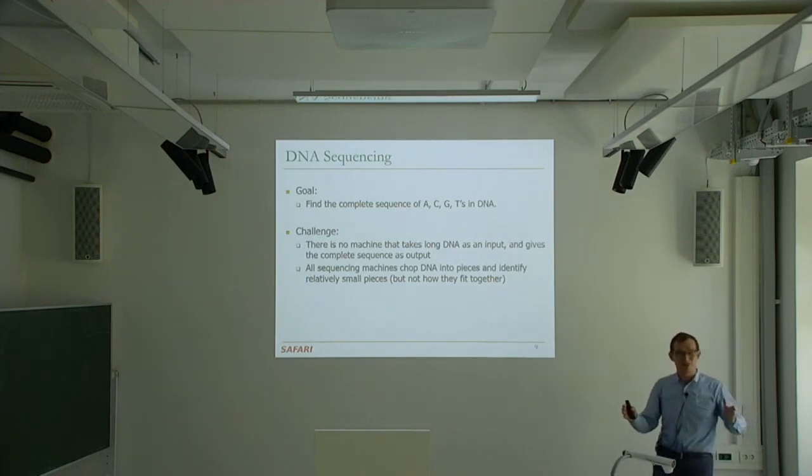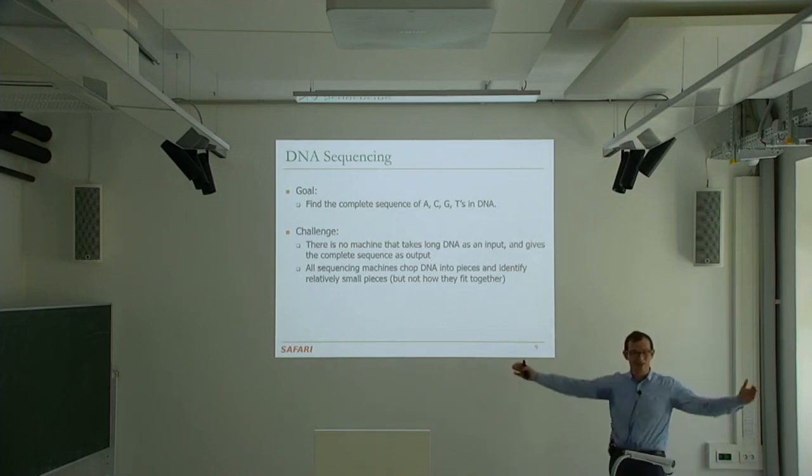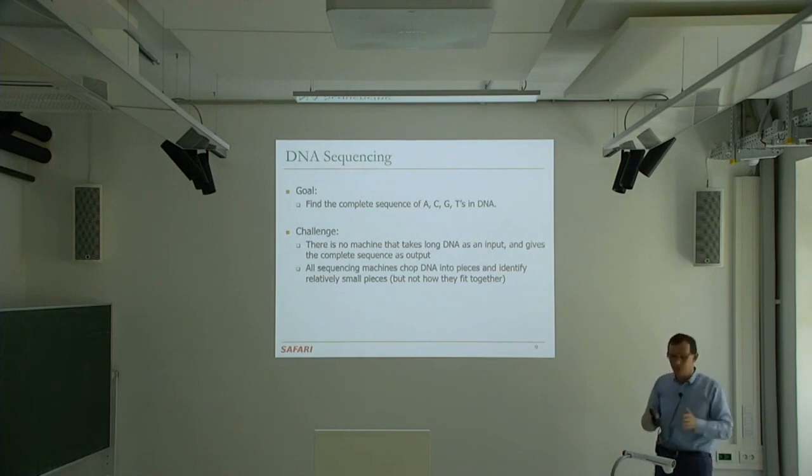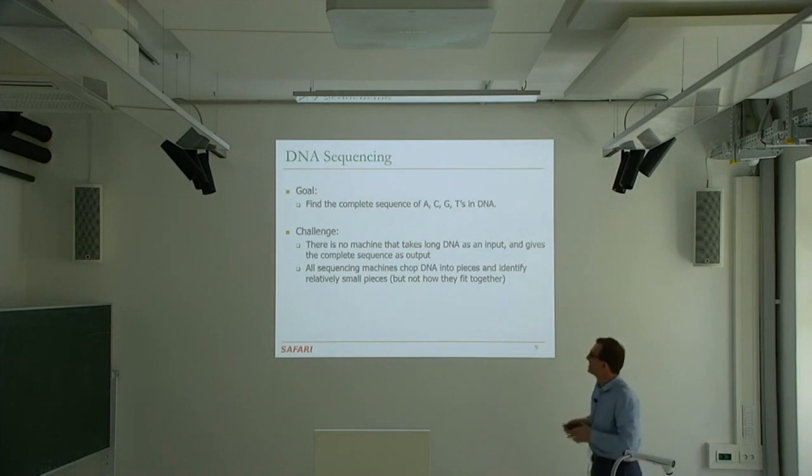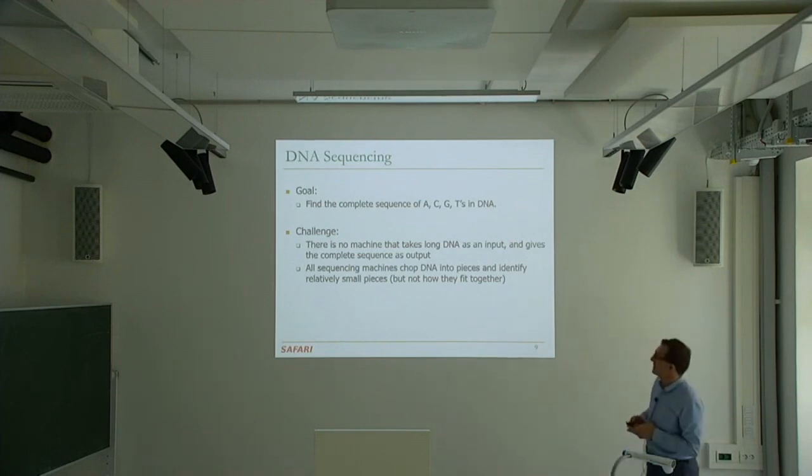So now you have a computational puzzle at hand. You have this 3.2 billion base pair DNA. And the machines give you small fragments of 150 or 300 base pairs. Now your puzzle is to figure out what the complete DNA is based on this. So it's not easy, as you can see. And that's where the computational bottleneck comes in.